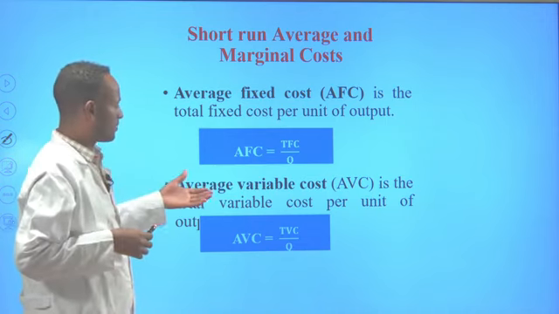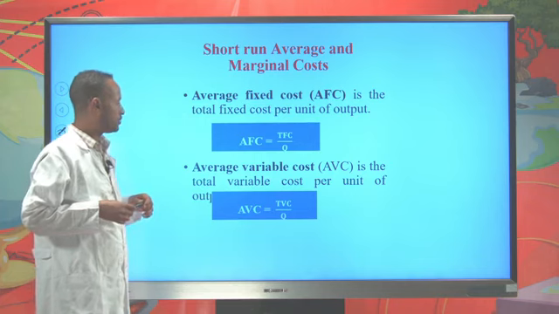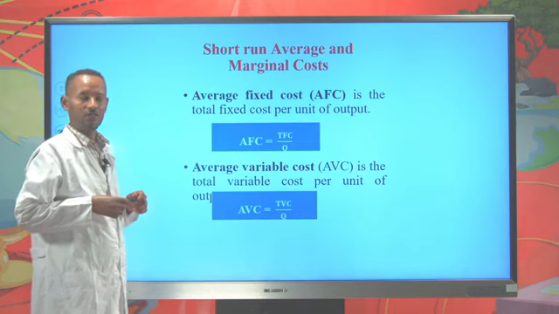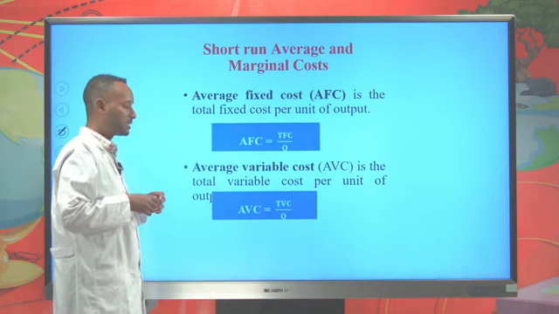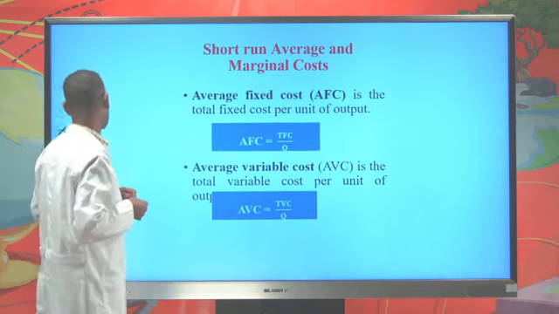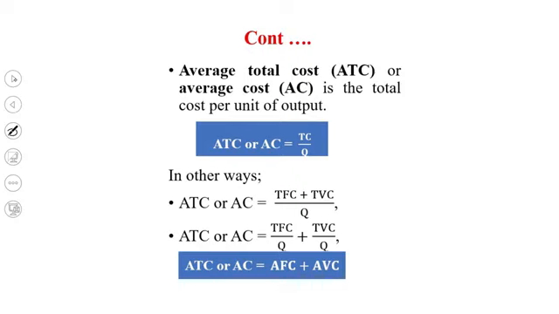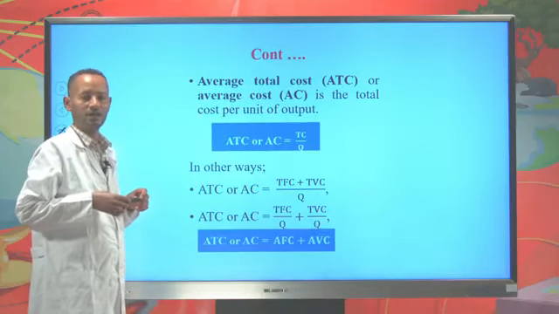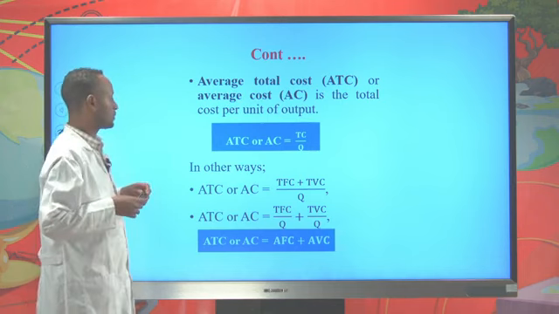Similarly, the average variable cost of production is the total variable cost per unit of the output produced and sold. Mathematically, the average variable cost of production is calculated by dividing the total variable cost of production for the output produced. Finally, the average total cost of production, ATC, or the average cost of production in short, is the total cost per unit of output produced and sold. The ATC or AC is mathematically calculated by dividing total cost for the output produced and sold.